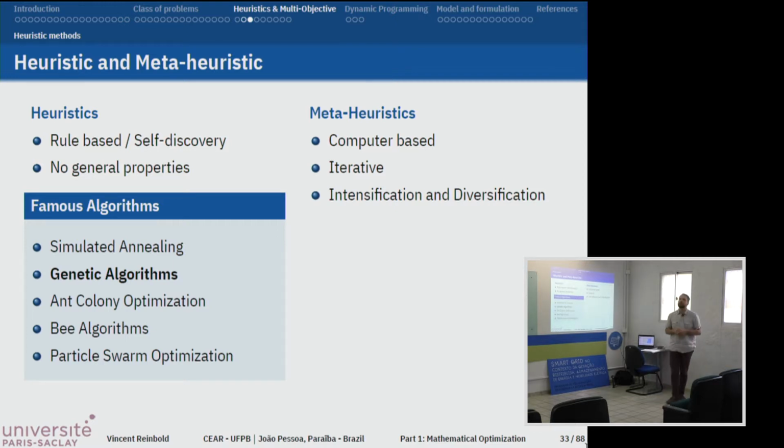Another heuristic is, for instance, you want to build an electrical car, and you have your industry, and they sell you 3 types of motor. Then you will try the 3 types, and you will see which one is the best. That can be seen as a heuristic, okay? Because it's based on rules or self-discovery, okay?